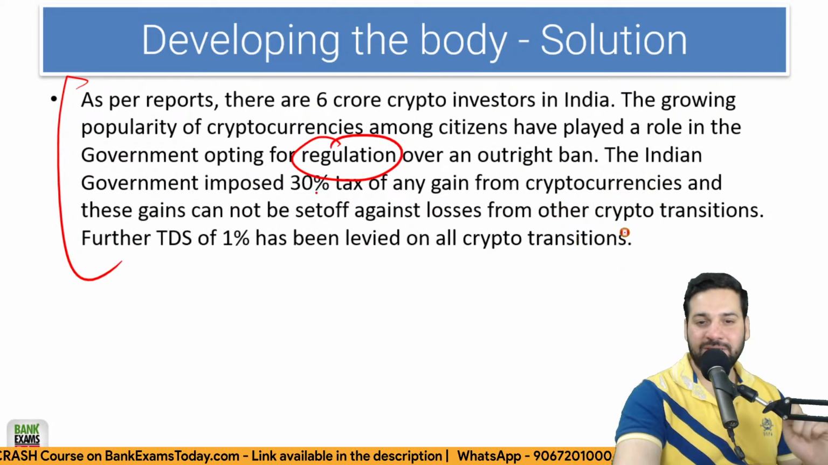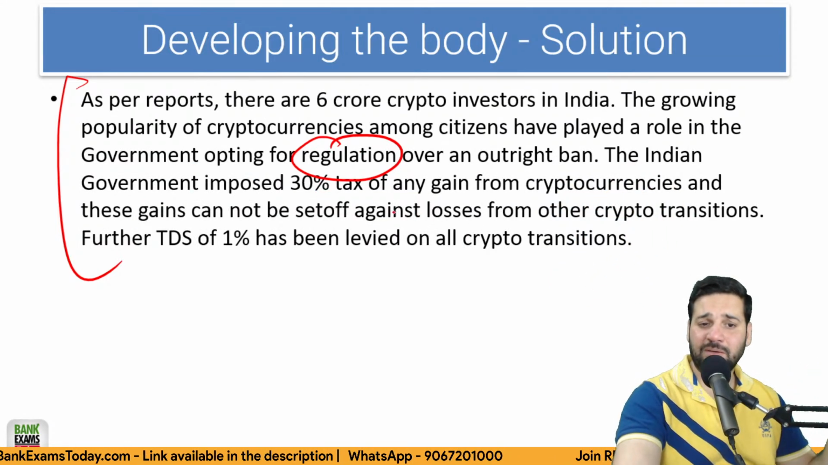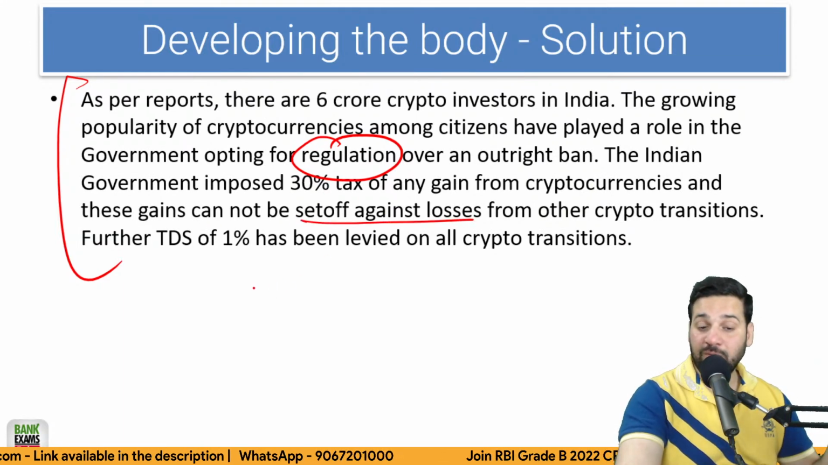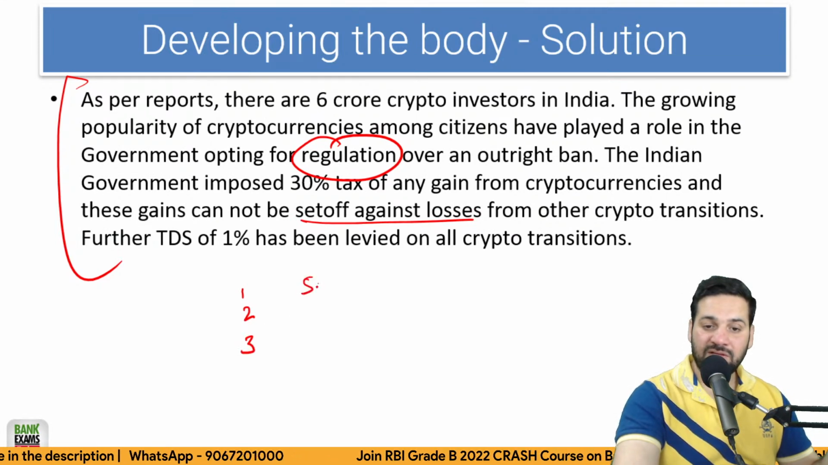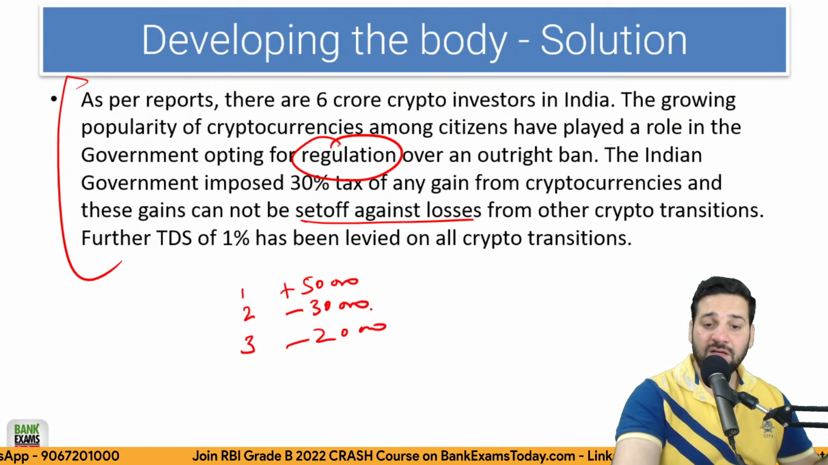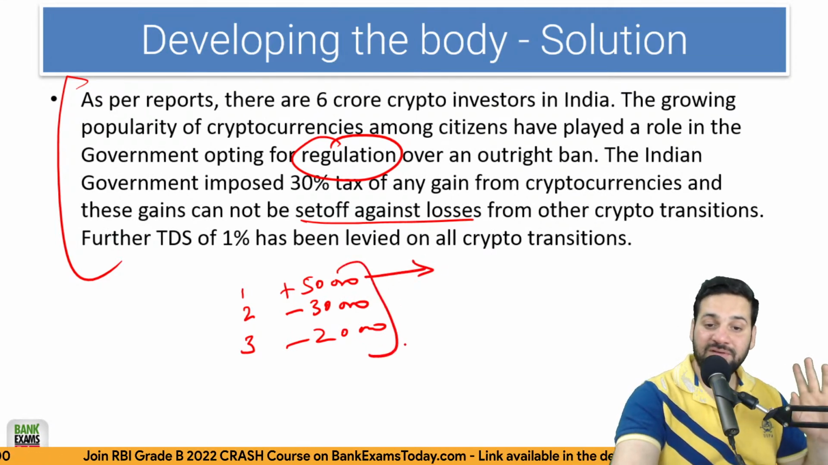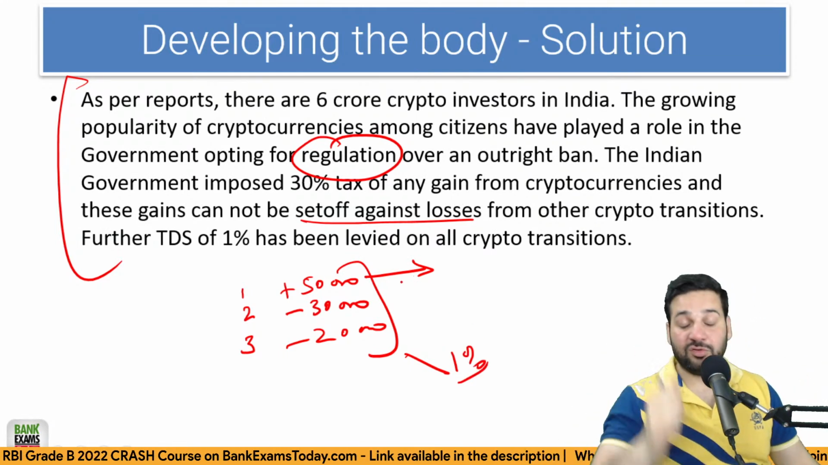The Indian government imposed 30% tax on any gain from cryptocurrency, and these gains cannot be set off against any losses. So if you are doing, let's say, 3 transactions, you made like 50,000 rupees here, you lost, let's say, 30,000 here, and you lost 20,000 here. You need to pay tax on 50,000 rupees. 1% TDS is anyways deducted, but you need to pay tax on 50,000 rupees.